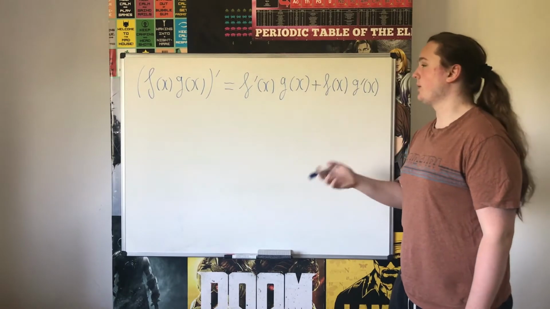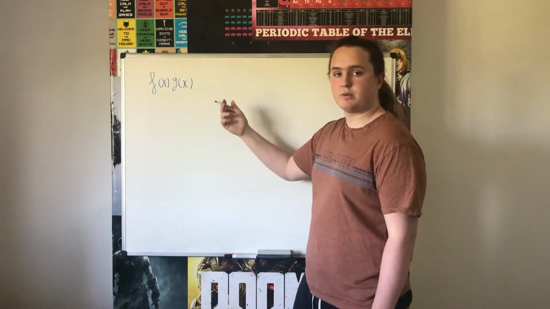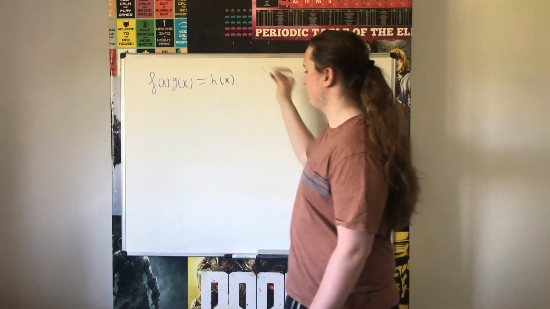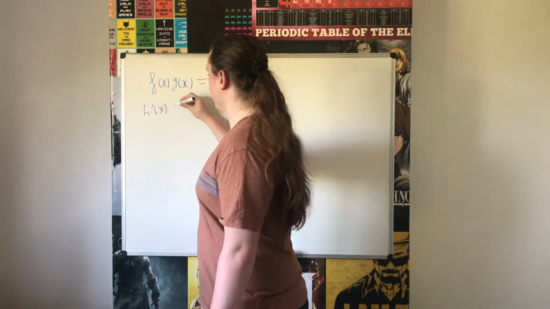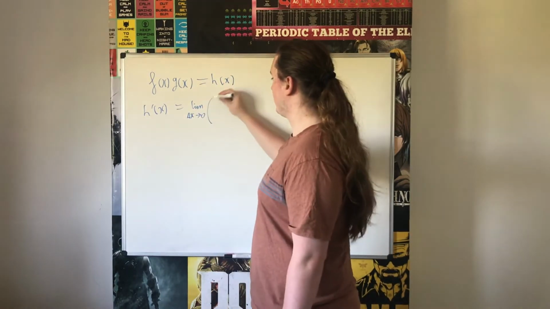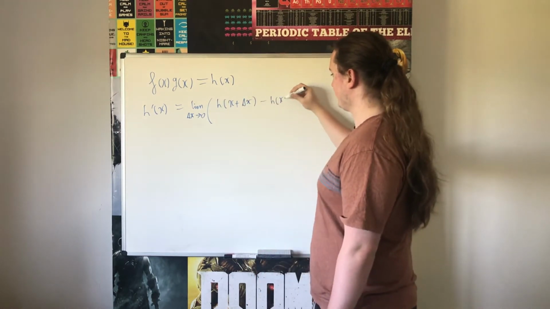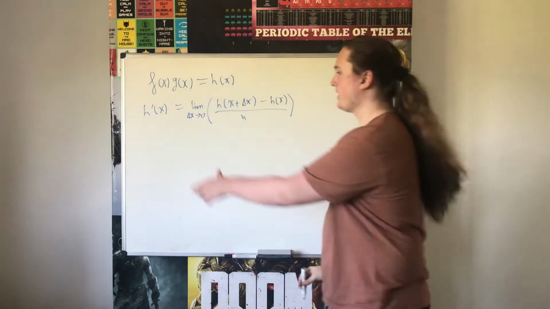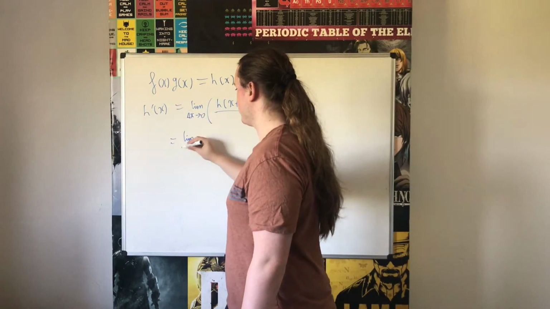So in today's video, we're going to look at proving the product rule of differentiation from first principles. So first, we're going to let the product of f of x and g of x be a new function h of x. And now we know that the derivative of h of x is the limit as delta x approaches 0 of h of x plus delta x minus h of x over delta x. Now we can re-plug in to see what this would be in terms of f and g.